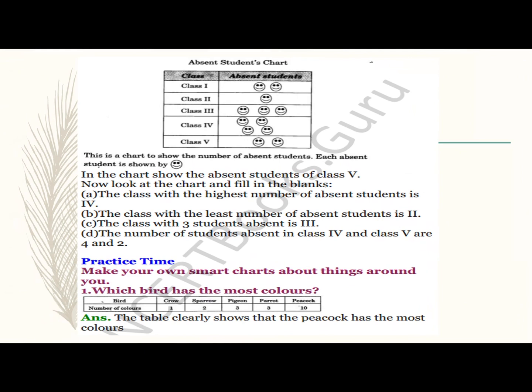Okay. So this way you can make it. Make your own smart chart about things around you. Which bird has the most colors? Number of colors you can write: crow 1, sparrow 2, pigeon 3, parrot 3, peacock 10. So obviously the most colorful bird is peacock. So this way you can choose any of your tables and you can find out the data of it.